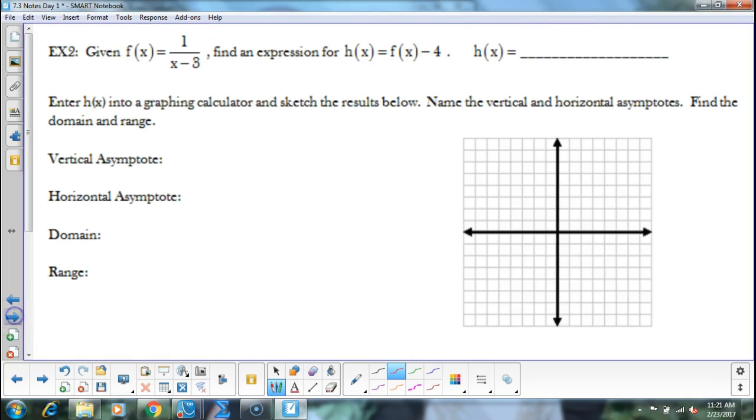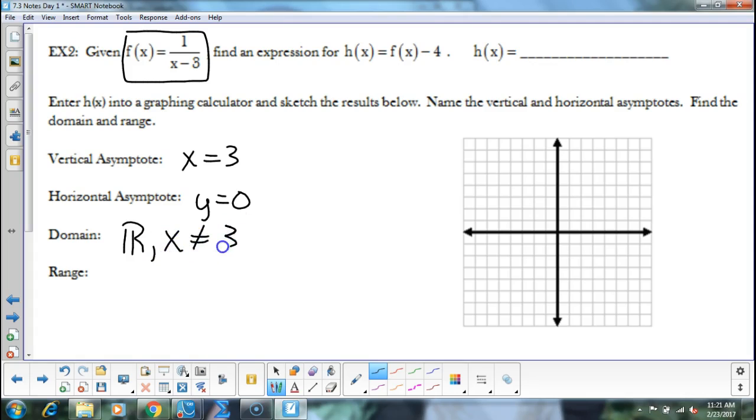Okay? So, now we said same function, f of x equals 1 over x minus 3. We said our vertical asymptote was x equals 3. We said our horizontal asymptote was y equals 0. We said our domain was all real numbers, but x cannot equal 3. And we said our range was all real numbers, but y cannot equal 0. Okay? Now, what am I doing with that function? What does this tell me that I'm doing with that function?